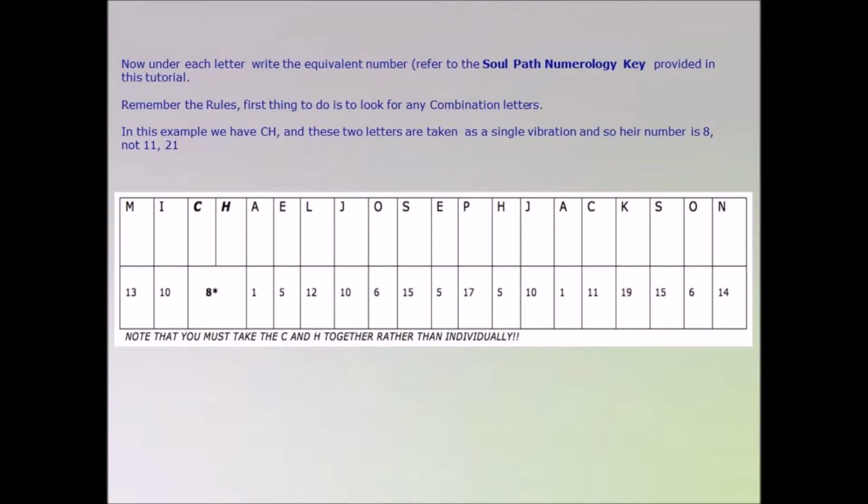Now what you do is, under each letter, write the corresponding number or vibration. We refer to these as energetic vibrations. So using your key from the previous slide that you may have printed out, or you can flick back to it now and pause me, just check the letters C and H. What's the number? It's 8. Put that in first. Now go back to the first letter, M, and you'll see that its value is 13. Moving on, I, the value is 10.